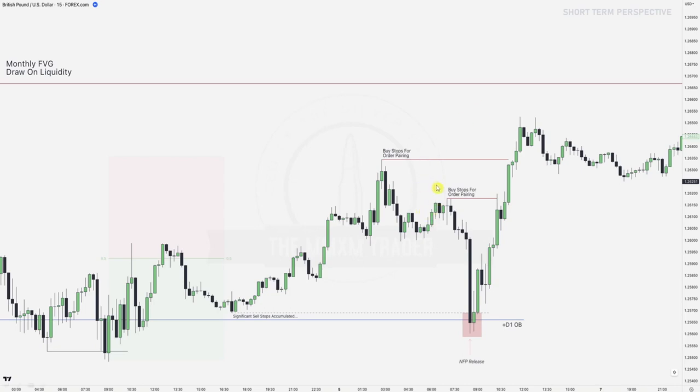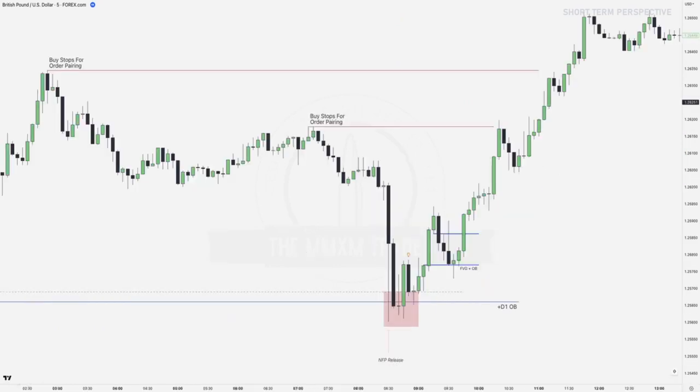Yes, we can. We have some buy stops over here for order pairing. So there are engineered buy stops up here and engineered buy stops up here, and eventually above here, that monthly fair value gap, which is the drawn liquidity. Dropping into the 5-minute time frame, we see those buy stops for order pairing are present. We hit that discount array, the daily order block, after that NFP release, and remember we took all those significant sell stops. So over here we're starting to break structure upwards, and from there on out you want to see all those discount arrays being respected again.